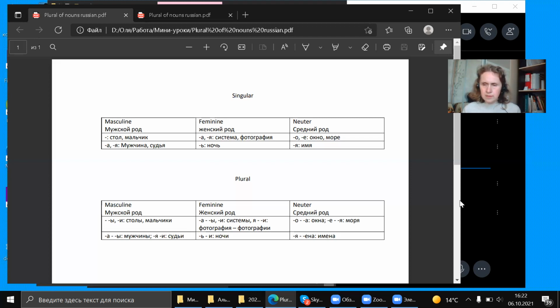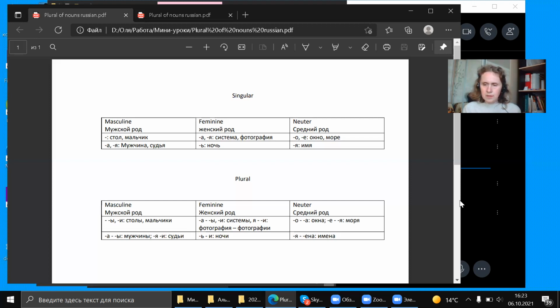Now, neuter nouns. О becomes а, е becomes я. So, окно, окна, the stress, pay attention to it. Море, моря. So it actually goes back and forth. So it was on the first syllable, goes to the last one, and vice versa. So it's really strange, I think. And those few nouns that end in мя take a suffix ending ена. Имя, имена.